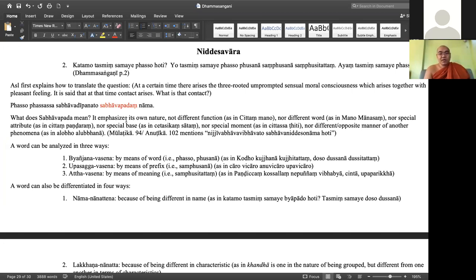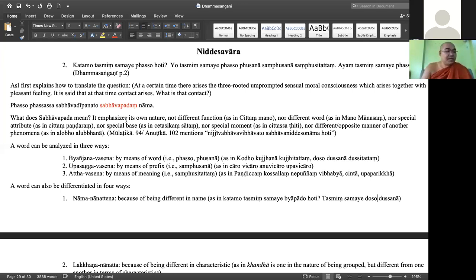What is Sabhavabada? Whenever you encounter the commentator saying, this is Sabhavabada, or Sabhavabadena, then you have to understand what Sabhavabada is. It means the characteristic of the word itself, not defining by the opposite or by special value or special moment, without emphasizing another fact, just emphasizing the nature of the same word.